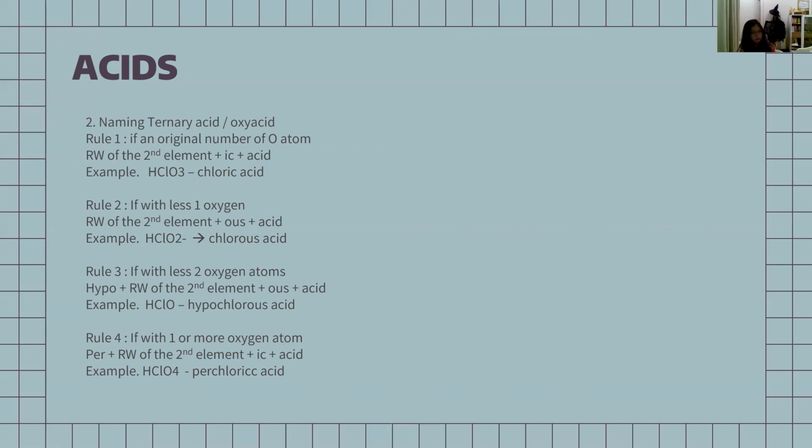And then for rule 3, if it has two fewer oxygen atoms, we use hypo plus root word of the second element plus OUS plus acid. For example, here HClO is hypochlorous acid. Then rule 4, if with one more oxygen atom, we use per plus the root word of the second element plus IC plus acid. So HClO4 is perchloric acid. This Cl is only one.